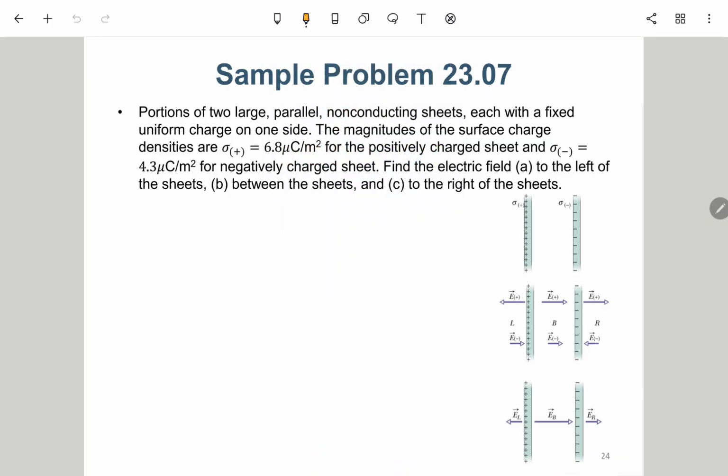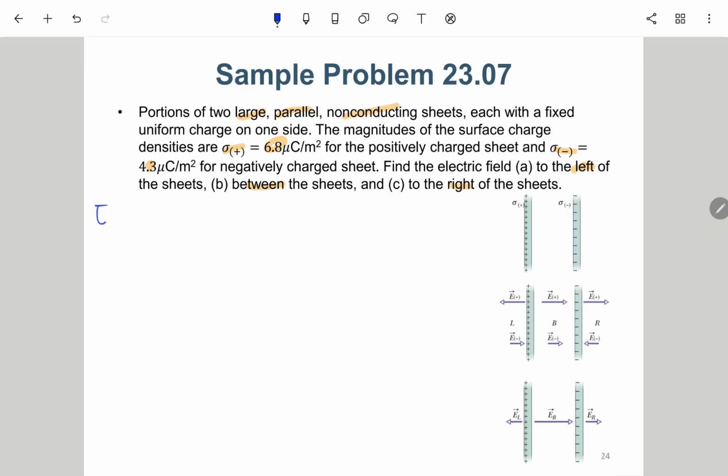Here is a portion of two large parallel non-conducting sheets, each with a fixed uniform charge on one side. The magnitudes of the surface charge densities, sigma plus and sigma minus, are not the same: 6.8 and 4.3 microcoulombs per square meter. For the negatively charged sheet, find the electric field to the left of the sheets, between them, and to the right.